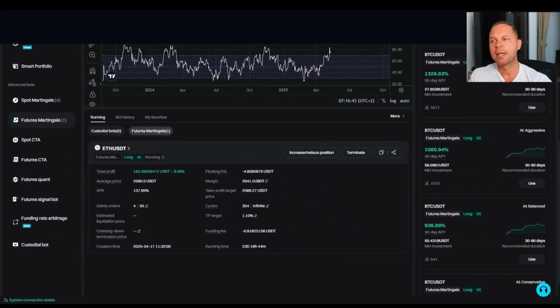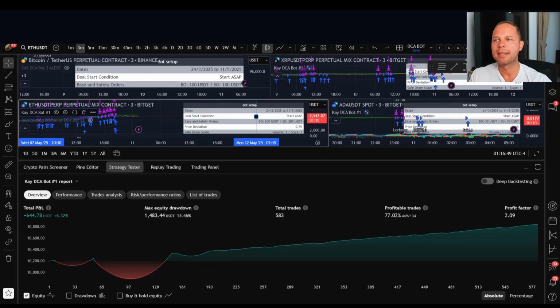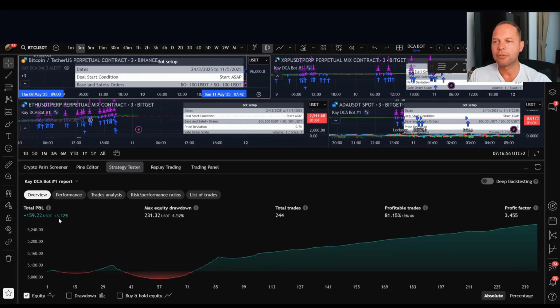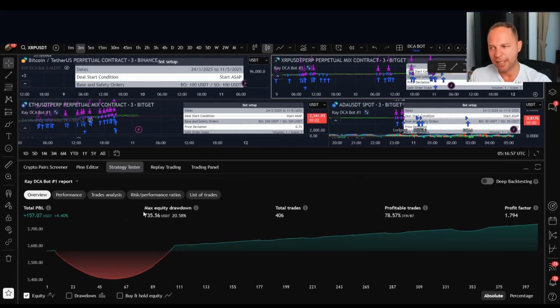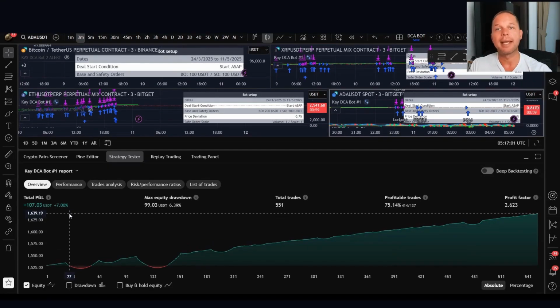But now let's take a look at how the past performance was for Ethereum and Bitcoin. I think Bitcoin is super interesting. But for now, let's dive into this area here. In the last 45 days, Ethereum 6.32%, Bitcoin 3.12%, XRP 4.4%. And ADA, that is Cardano, made 7%. And we're really talking about the spot market here, unleveraged, so without leverage.